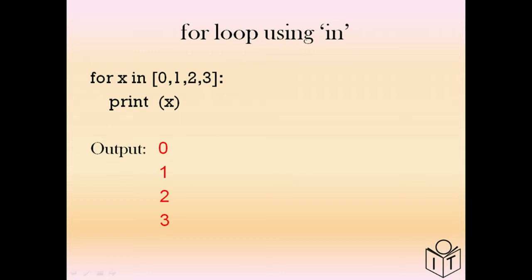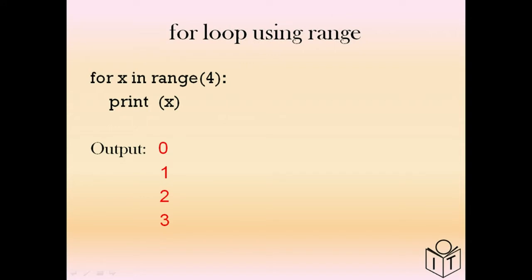In this example we have a list of numbers from 0 to 3, so that means the loop will go from 0, then 1, then 2, then 3. So again, in this example we actually print x, so the output will be 0, 1, 2, 3, each on a different line.